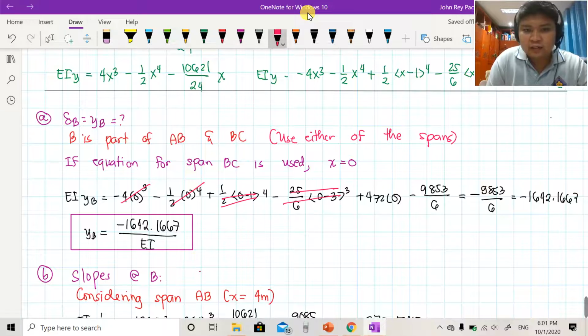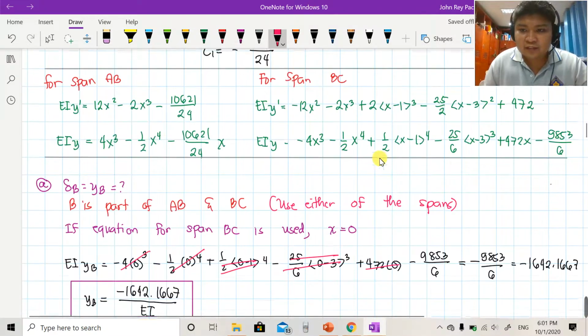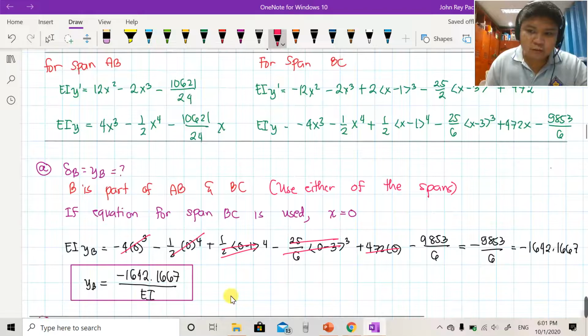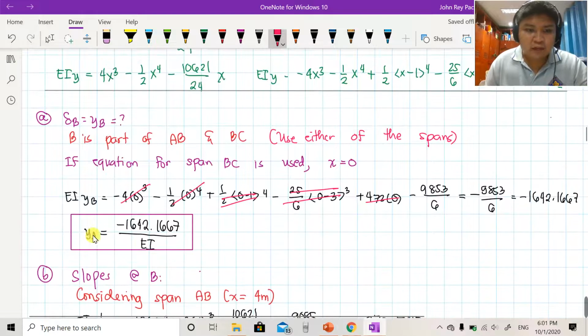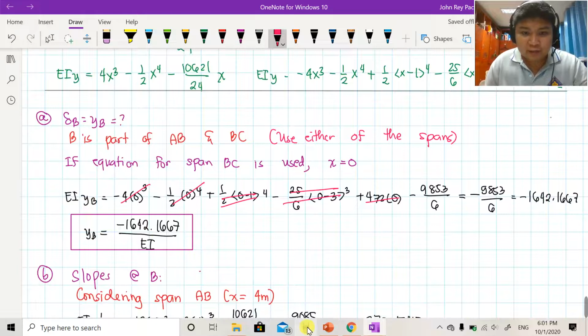So as this one, cancelled out din ito class. So ito rin. So ang matitira is negative 9853 over 6, diba? Or negative 1642.1667. So, para mahanap nyo yung deflection at B, just formally divide it by EI.